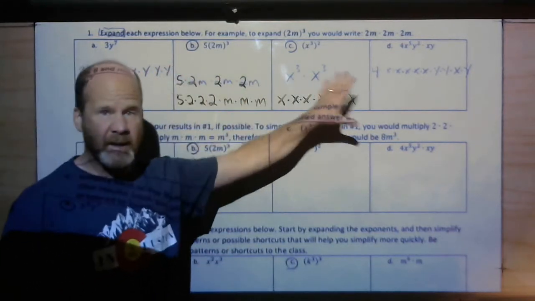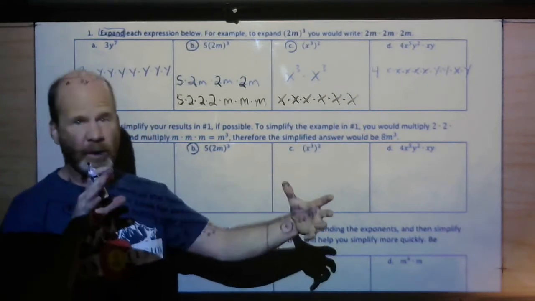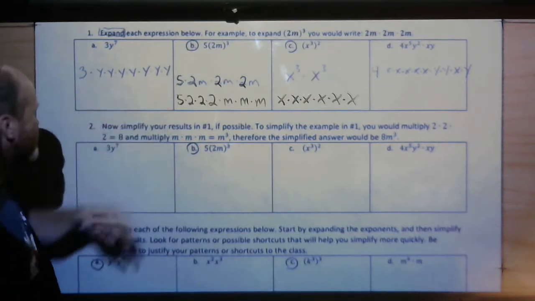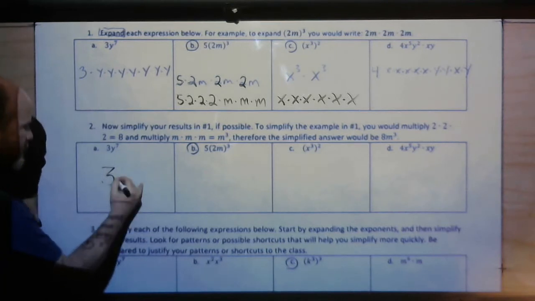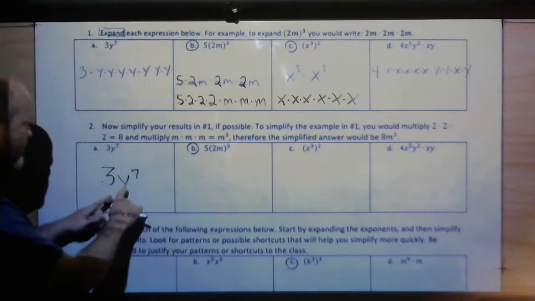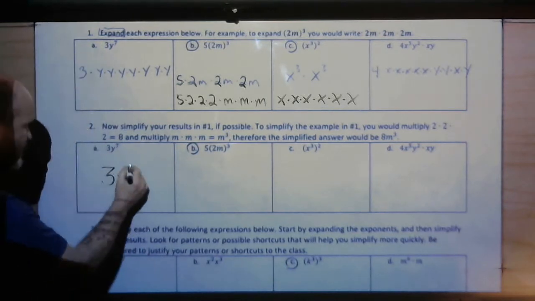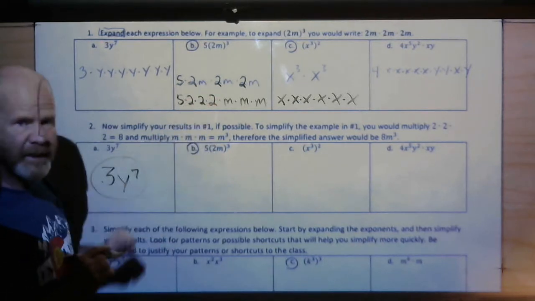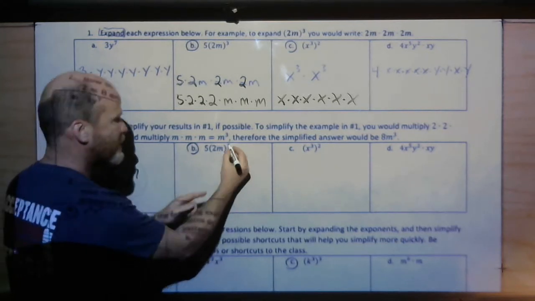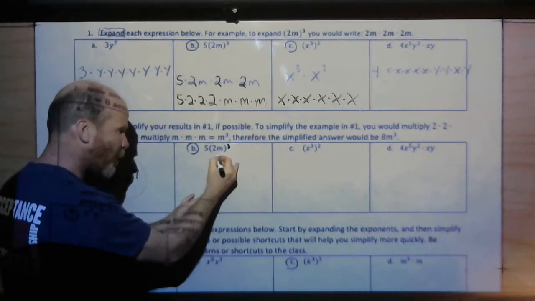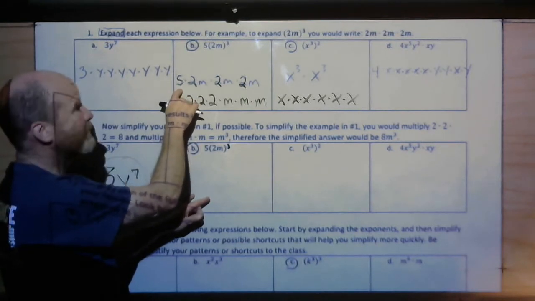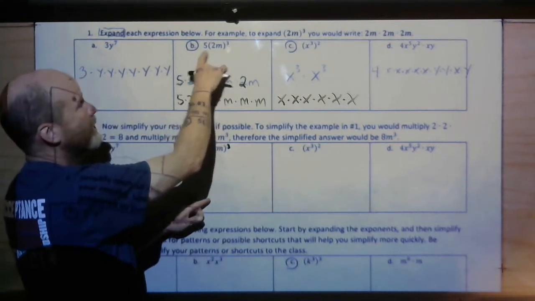Basically, we're going to take our expanded expressions here, and we're going to put them back together in their simplest form. If we look at this one right here, 3 times these 7 y's, well, its simplest form is 3 times y to the 7th power. This y to the 7th power is its simplest form. This one right here, a little bit different. Now again, I wanted you to pay attention to these parentheses because this exponent right here applies only to what's inside the parentheses here. We did not multiply 5 times 5 times 5 because that cube exponent here does not apply to the 5.